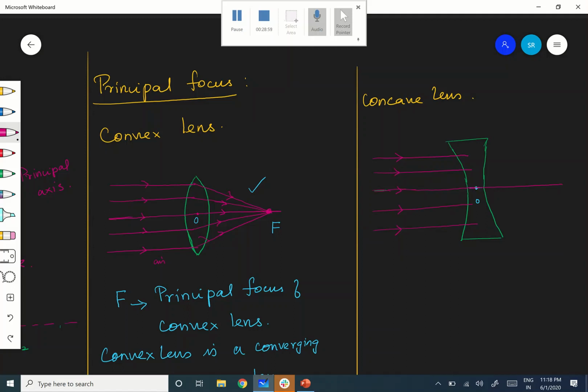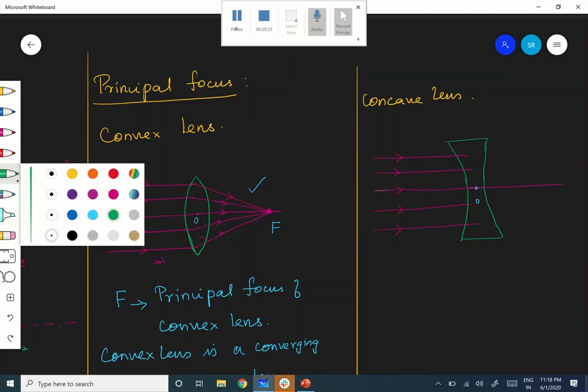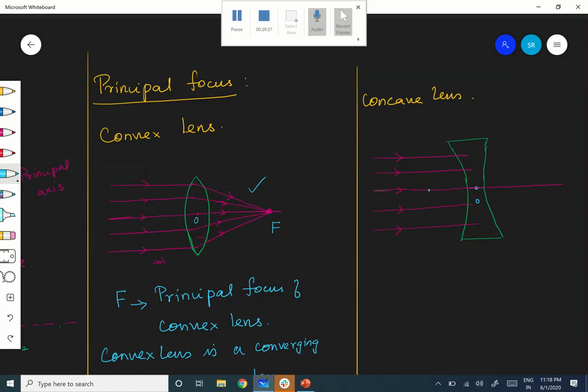Therefore, how to show that? The parallel rays, now, I have drawn. And after refraction, they appear to diverge from a point. Therefore, how to draw? See here, they will diverge. So, for that, first you fix the point. It will be easy for you to draw. Otherwise, fix that point here. Okay, one point.